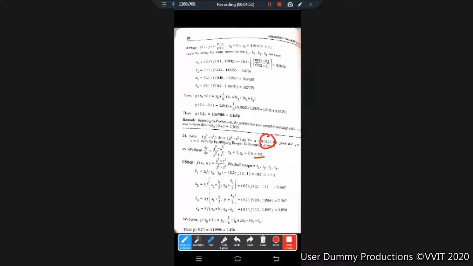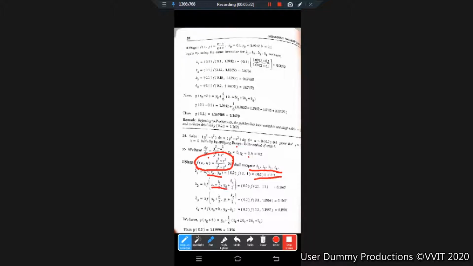Now let us start the first stage, as usual, the way you have done in the previous problems. Your f of x comma y is nothing but this one, from the dy by dx, and you need to compute the four constants k1, k2, k3 and k4 using the four formulae we have substituted here. What is x naught, y naught? x naught is 0 and y naught is 1. So you substitute 0 and 1 in f of x comma y. When you substitute, you get 1 minus 0 divided by 1 plus 0, hence k1 is 1 times h, which is 0.2.